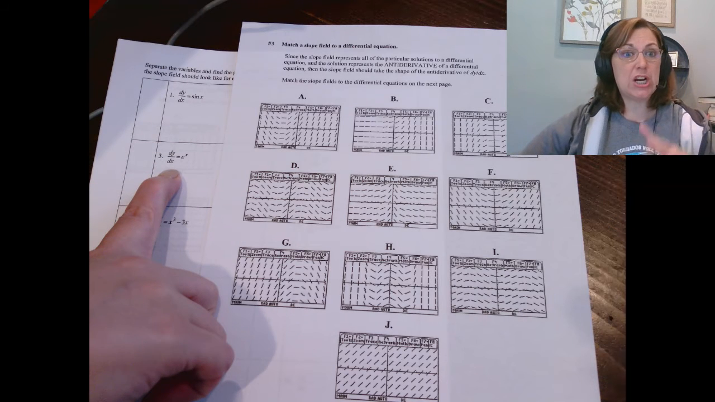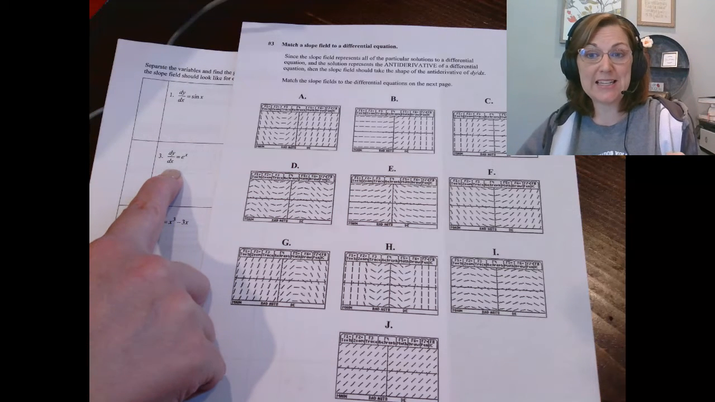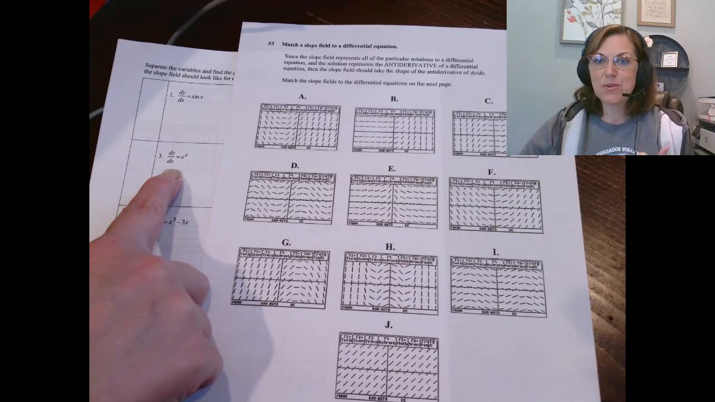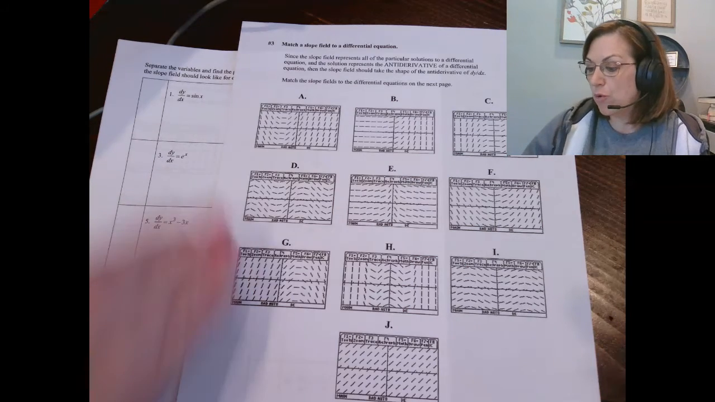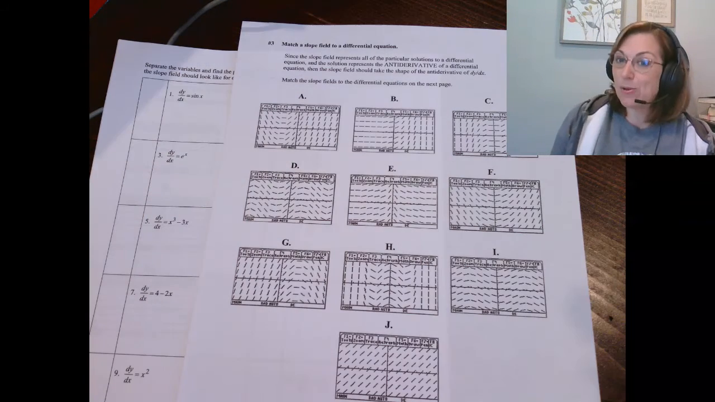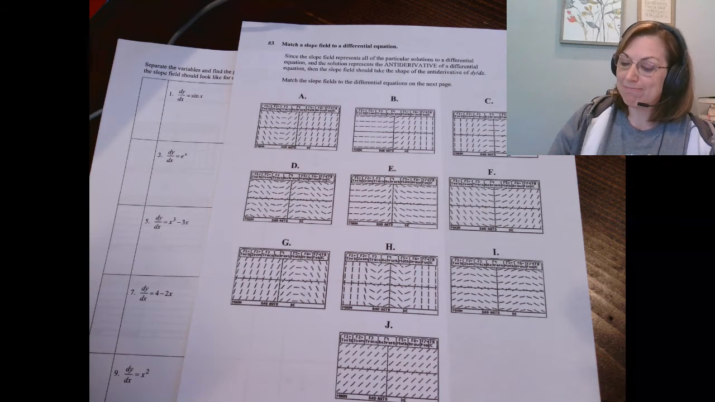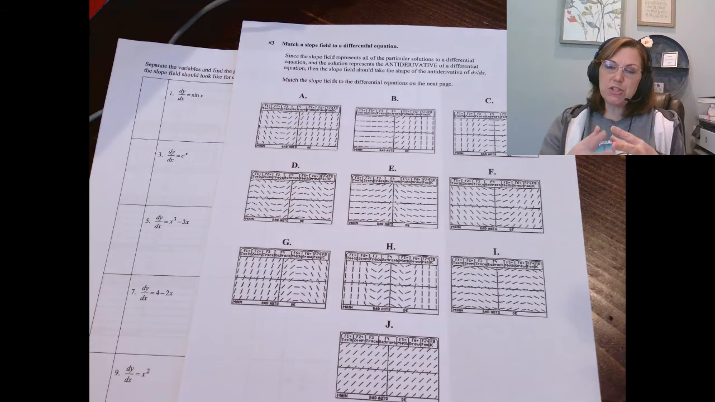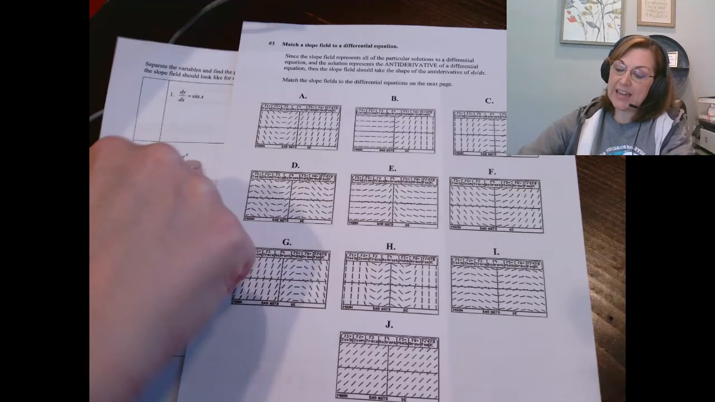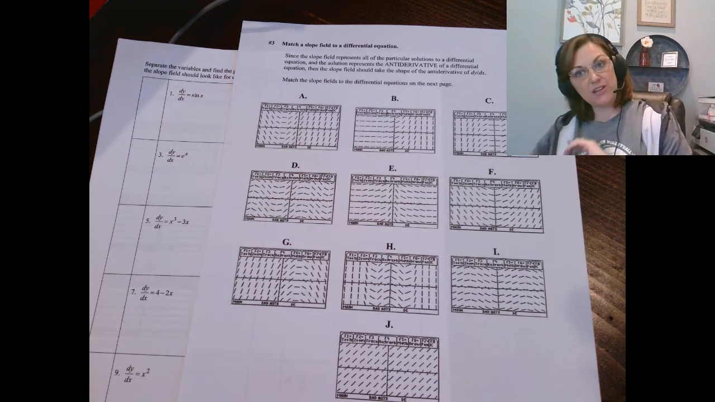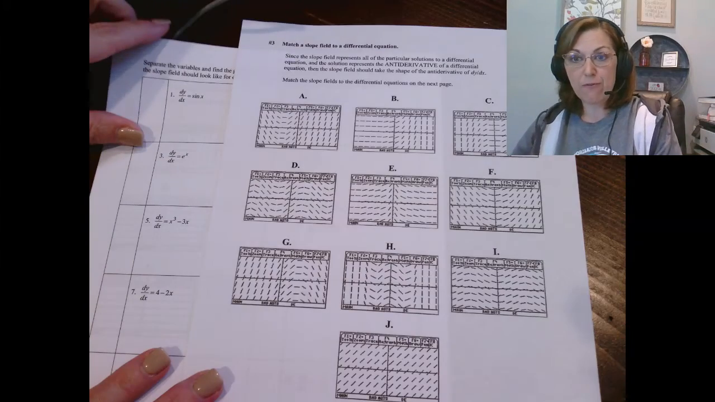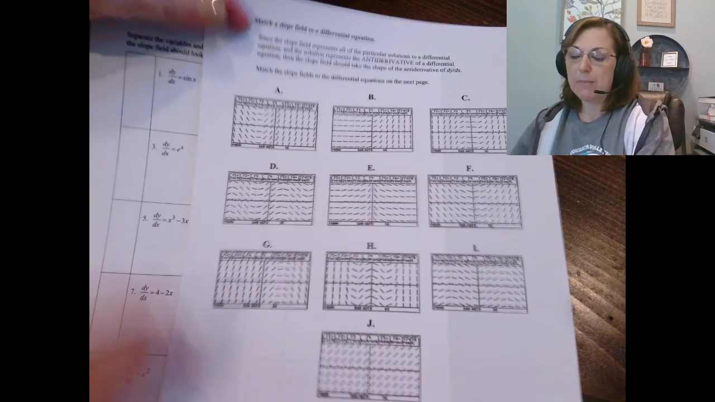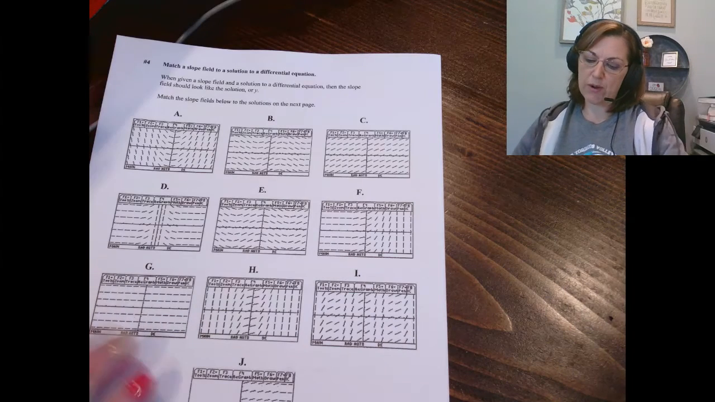Look at 3 here. The derivative, dy dx equals e to the x. The antiderivative would also be e to the x. Which of these slope fields is outlining e to the x? That's right. Okay. So I really want you to be thinking, looking for the antiderivative and then looking for the slope field that outlines that for that third skill. But good practice if you can match some graphs to equations.